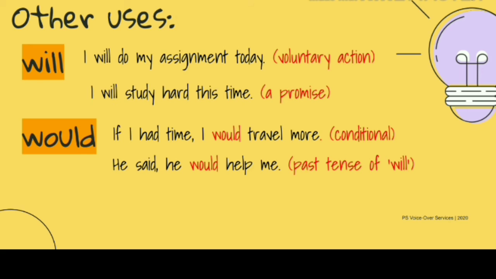We also have will and would. Will is a modal verb used with promises or voluntary actions that take place in the future, while would is a modal verb most commonly used to create conditional verb forms. It also serves as the past form of the modal verb will. Kindly read the examples. Very good.